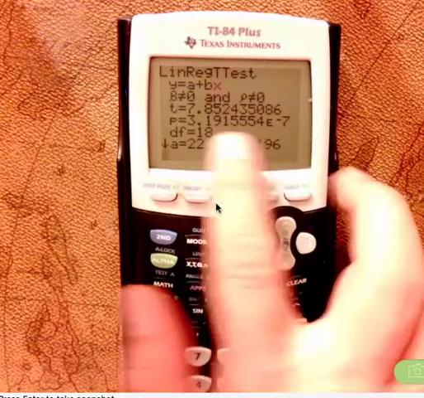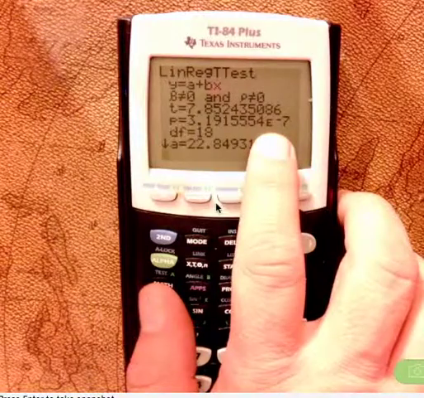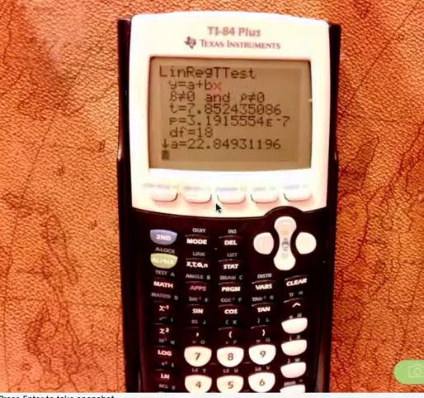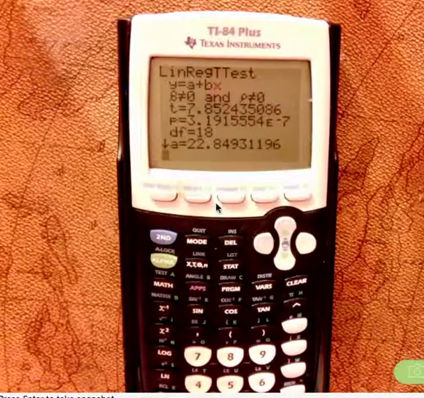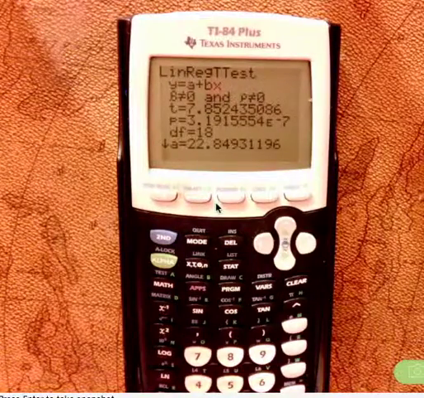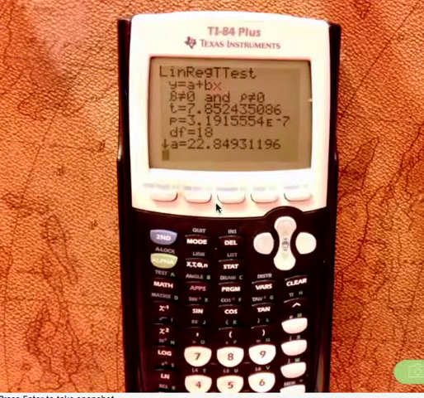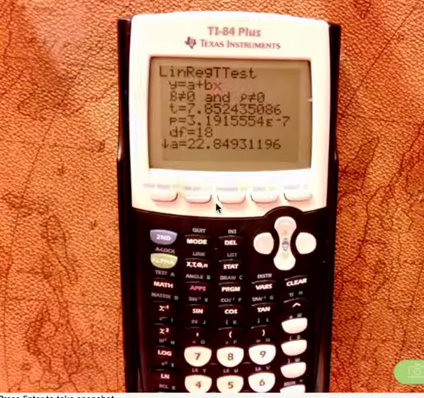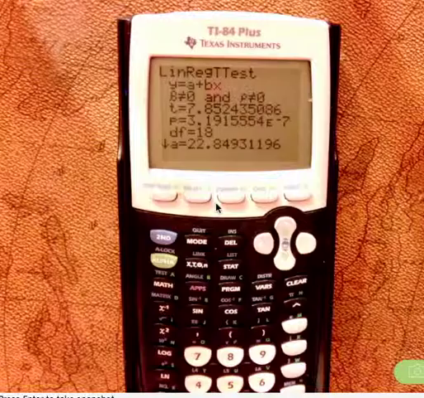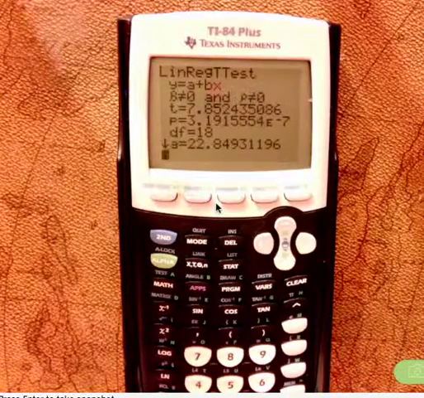I can also look at my probability. Remember, this is standard or scientific notation, so this number is actually 0.000000319. That's extremely low probability, so again, I have sufficient evidence to reject the null hypothesis, meaning that these two variables do have statistically significant evidence to show that they are correlated. However, please remember, correlation does not mean causation.